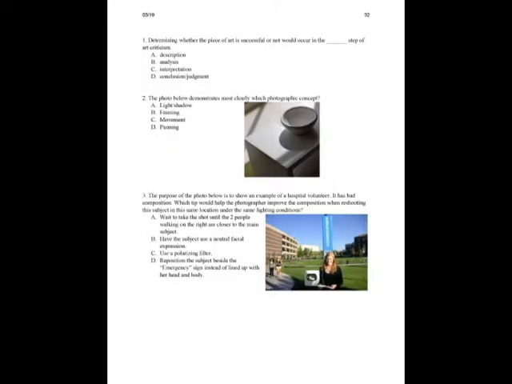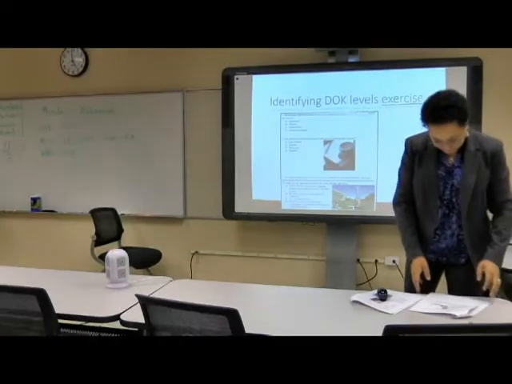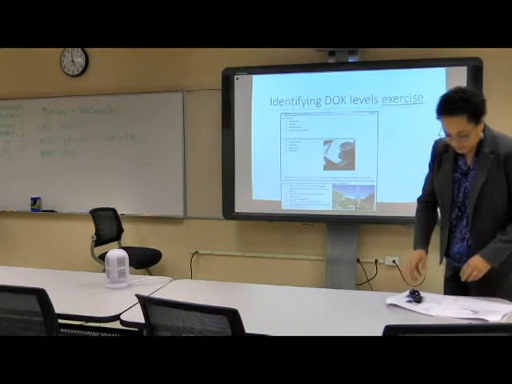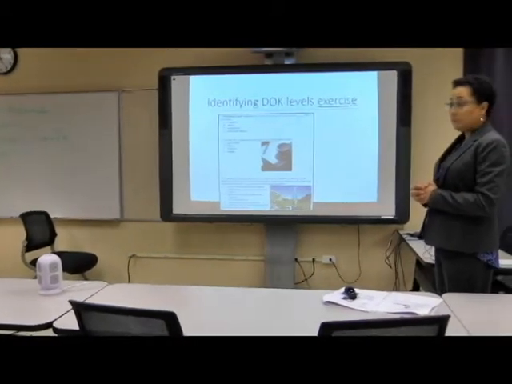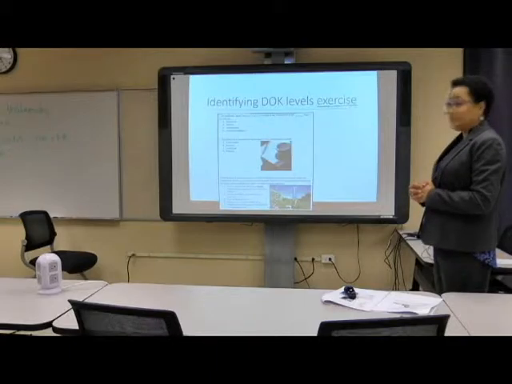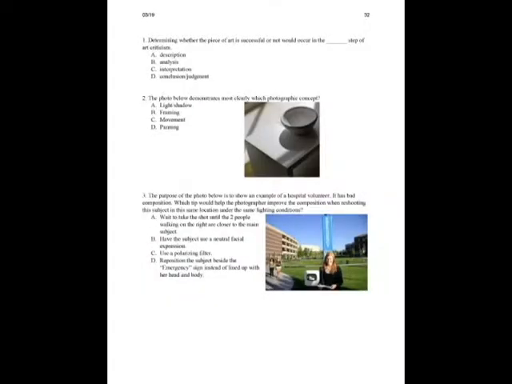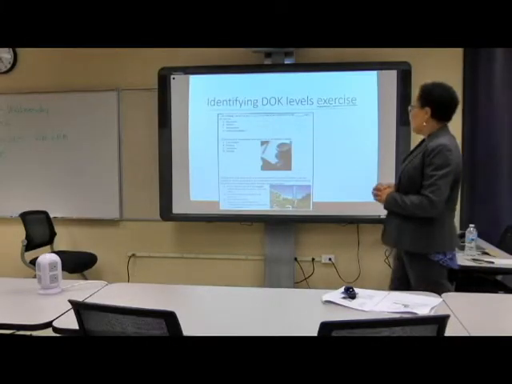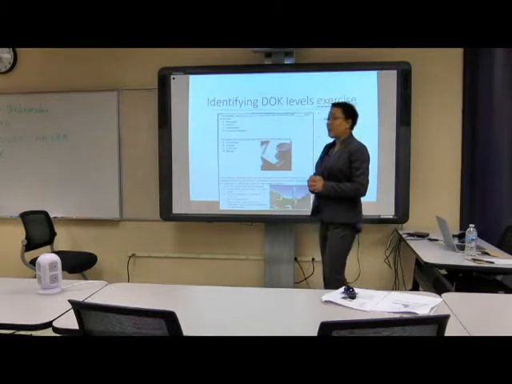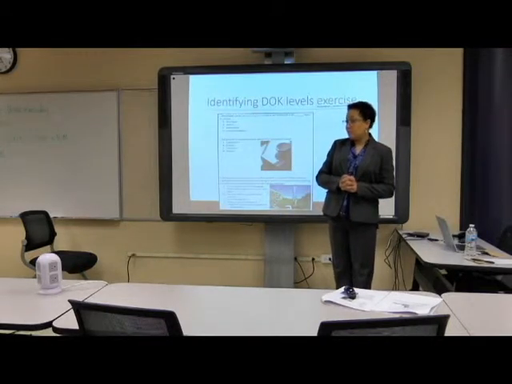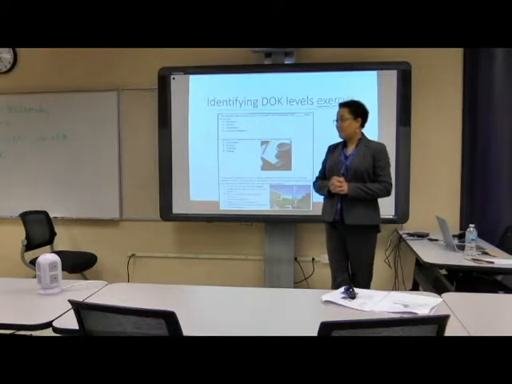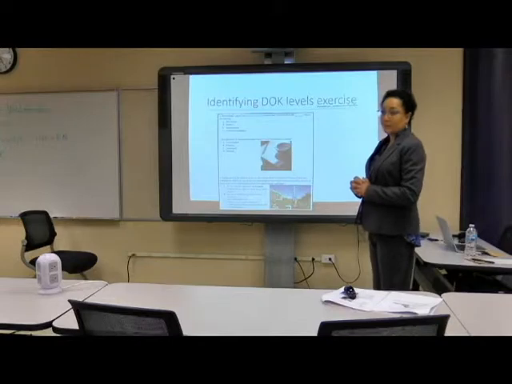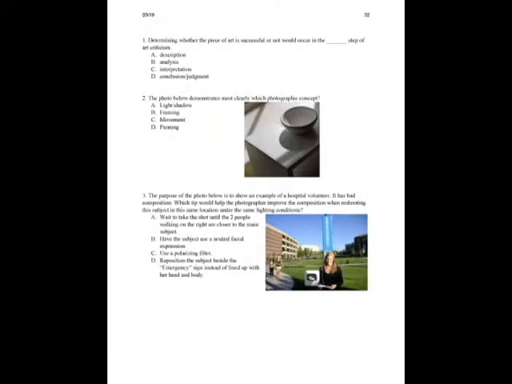Now, number 2. Photo below demonstrates most clearly which photographic concept? A, light and shadow, I'm just going to guess. Framing, if you put it up in the upper left or upper right corner. Or that could be rule of thirds though, so I think the correct answer is light and shadow. So the real question is, do you think it's a DOK 1 or 2 or 3? This seems to be open to some interpretation. I think you could argue that it is framing.